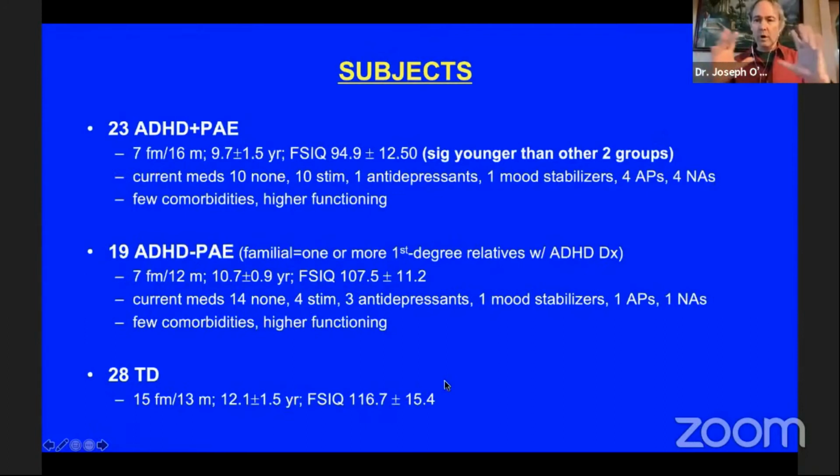Okay, so here's our subject sample. We had 23 children with ADHD plus prenatal alcohol exposure. They averaged about 9.7 years old. Unfortunately, that was a year or two younger than the other two groups. So therefore, we used age-corrected or age-normed variables for all our statistical analyses. And there were 19 children with ADHD minus PAE. Notably, these were all presumptive familial ADHD, which means that we had one or more first-degree relatives with a confirmed ADHD diagnosis. And then finally, 28 typically developing healthy control children.